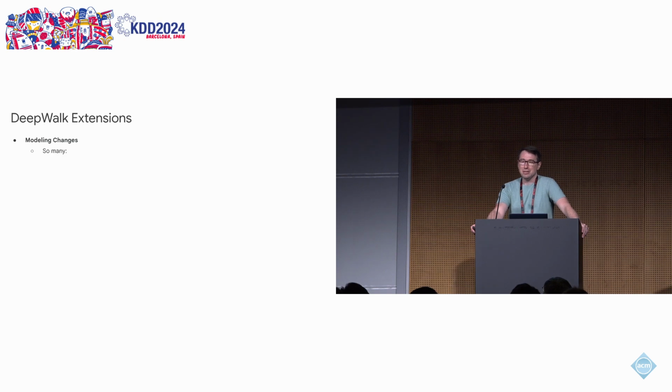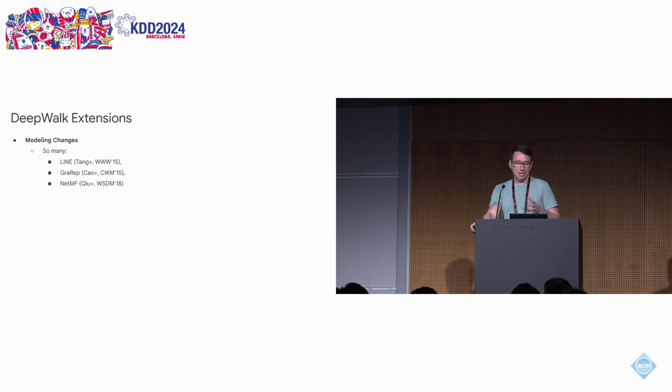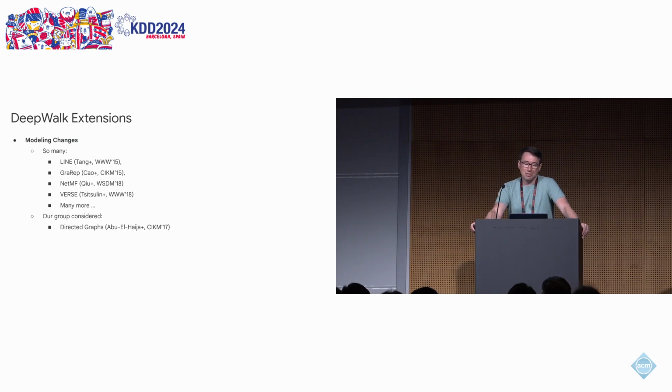Similarly, with modeling changes, there's a ton of these too, right? Stuff like LINE, GraRep and NetMF, each of them using basically a different matrix factorization versus the PPR matrix, and so many more here too. There's way too many to list. But for things that our group worked on, we first looked at directed graphs, because if you had a backtracking thing inside the structure of the graph itself, you'd want to follow the edges of user behavior, or something where going backwards in the random walk really doesn't make sense. We also looked at adding attention, so you could actually learn what parts of the random walk to look at to reconstruct it.